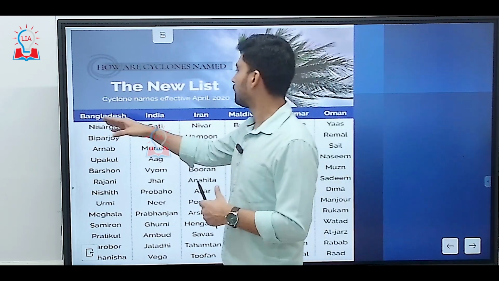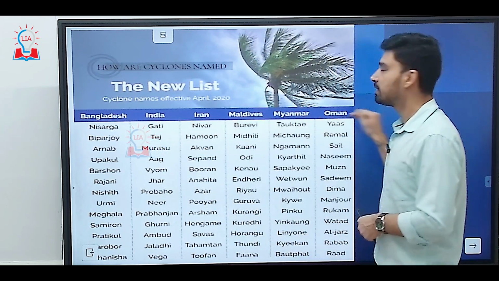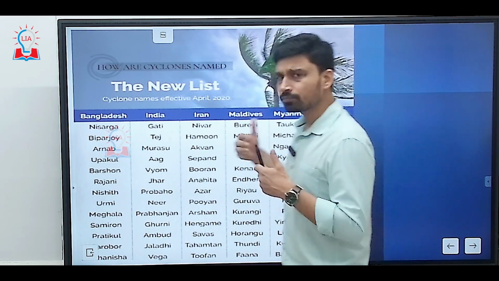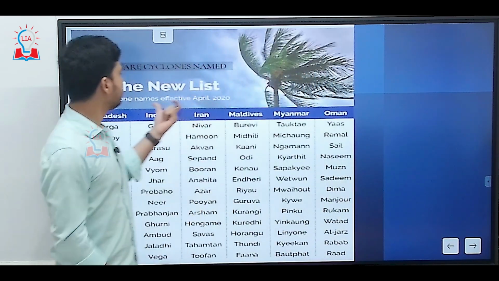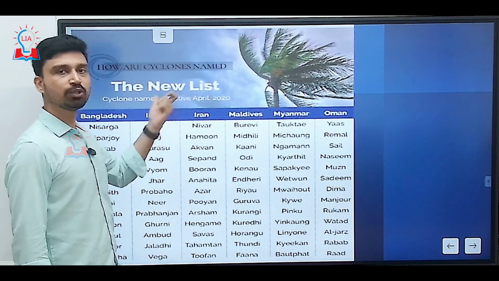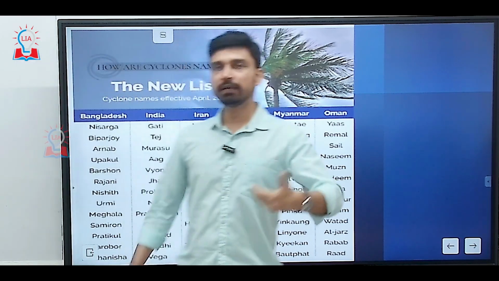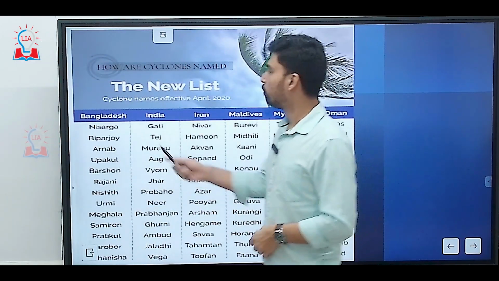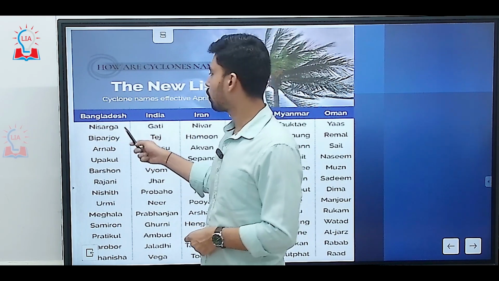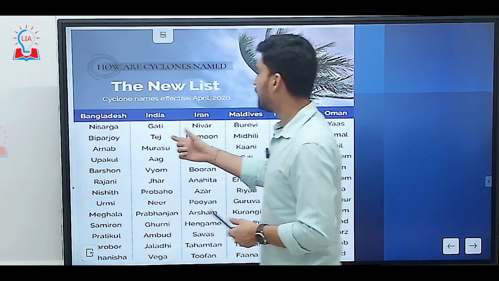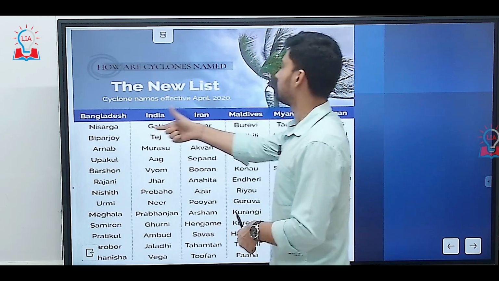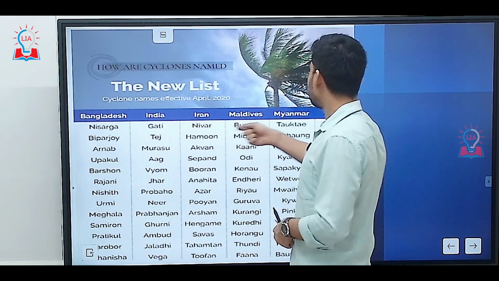Now what happens? The countries are arranged first of all, as you can see, in alphabetical order, and this list, as you can see, is effective from April 2020. So the first cyclone that will happen after April 2020 will be named from the first row and the first column, that is Nisarg. Then the second name will be chosen, that is given by India, that is the first row, second column, and then similarly like that.